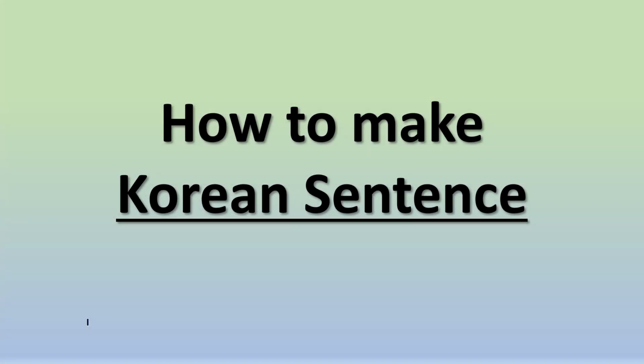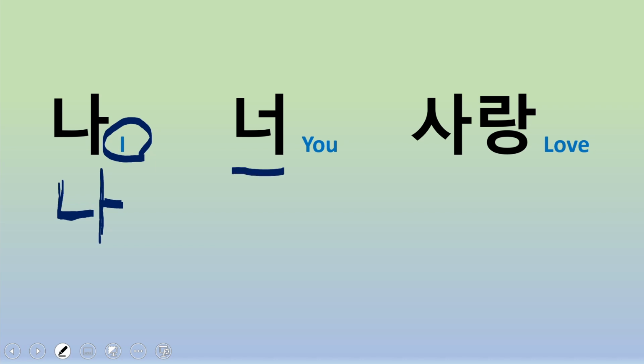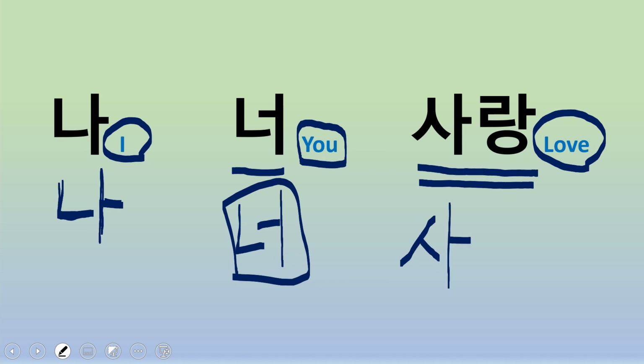This time we will study how to make a Korean sentence. Before we start, we can check some words. Here, 나, 니은, 나 has meaning I. 너, 니은, 너 has meaning you. And 사랑 has meaning love. 시옷 사 리을 이응 사랑. Okay, let's start it.